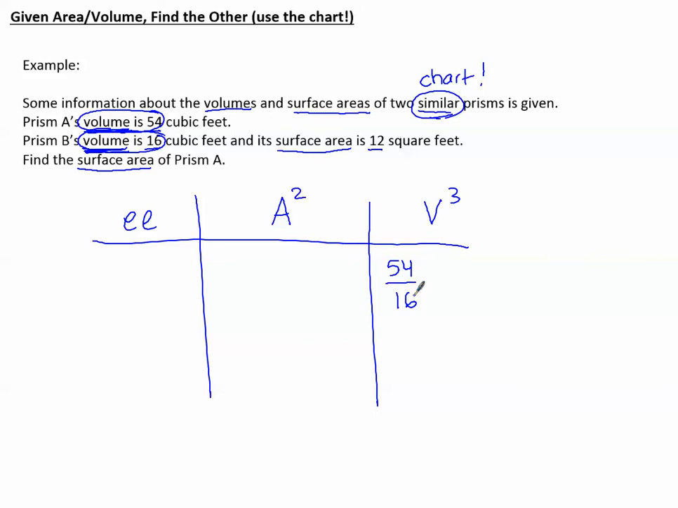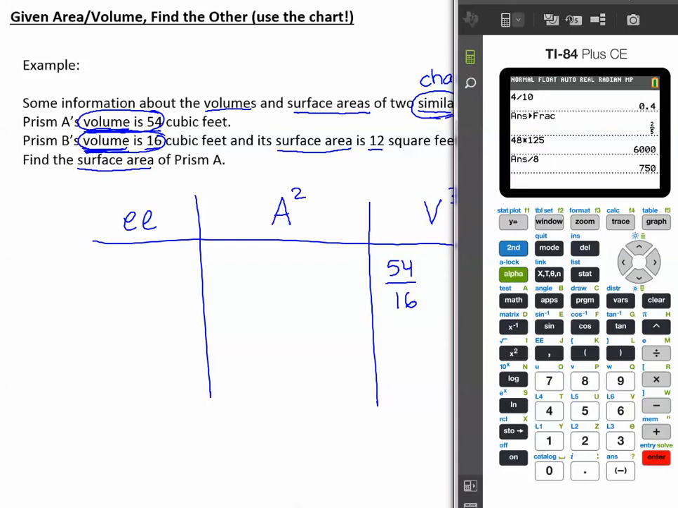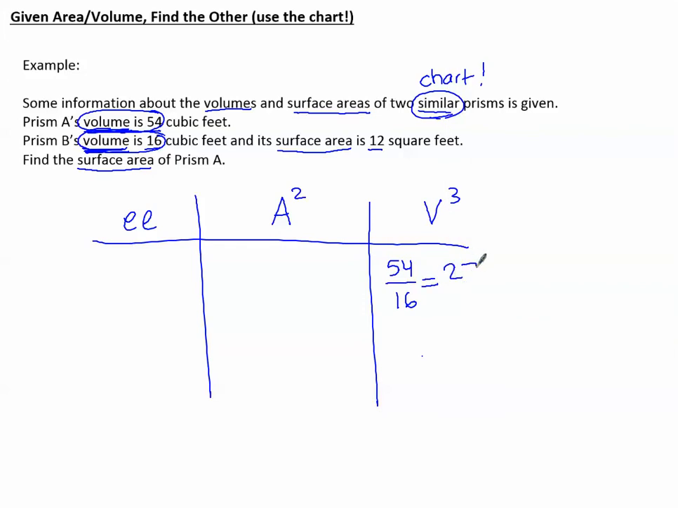Now remember what we do before we do anything. We try to reduce the fraction. Going to my calculator, I'm going to type 54 divided by 16, and right away I can do math, frac, enter, 27 over 8. So this equals 27 over 8. Now as soon as I have this reduced ratio, I always go back to the L column. Remember, the L is where we start. Can't do anything until we have the ratio for the L. So I go from here all the way back to here.